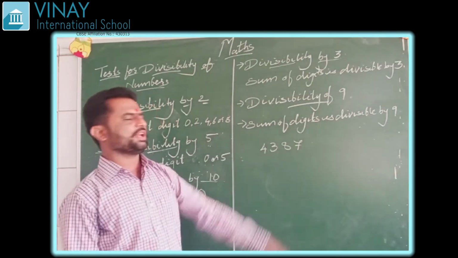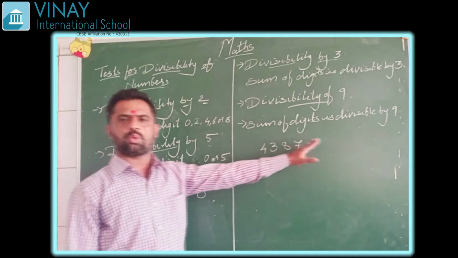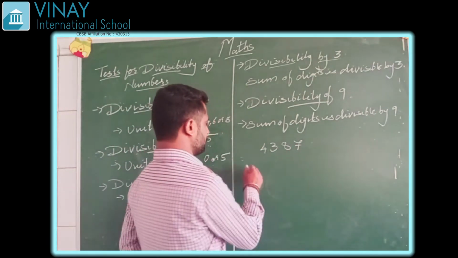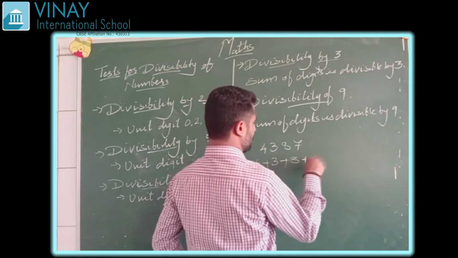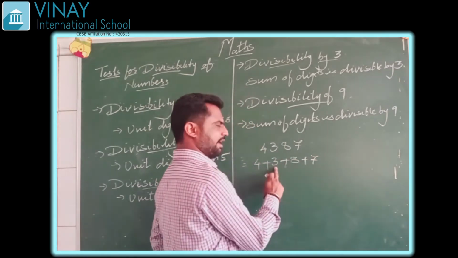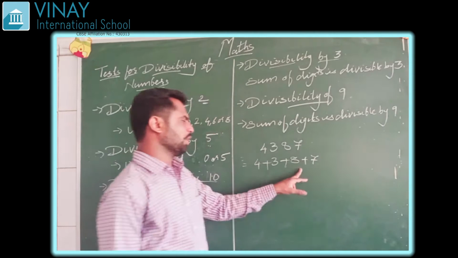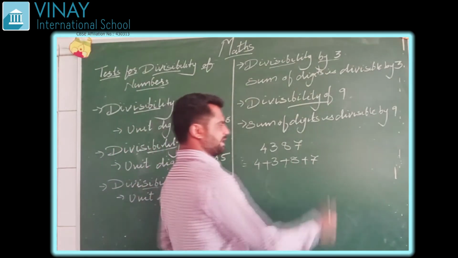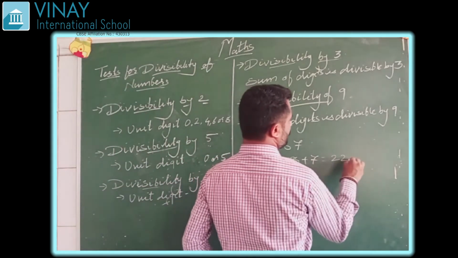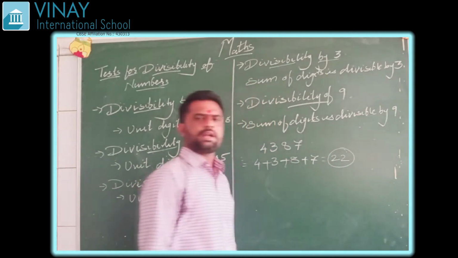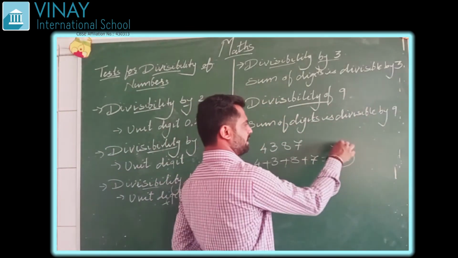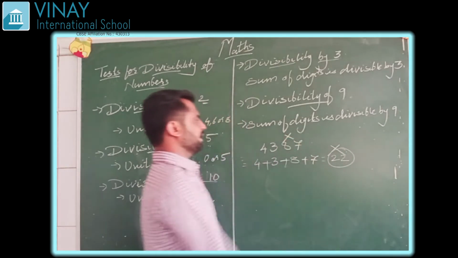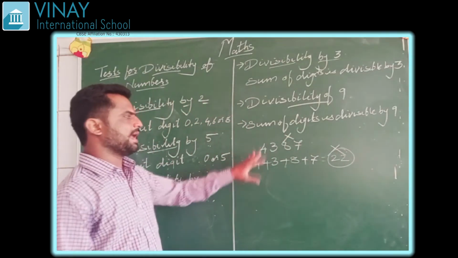4387. Again, what we need to do is find out the sum of the digits. 4 plus 3 plus 8 plus 7. 4 plus 3 is 7, 7 plus 8 is equal to 15, 15 plus 7 is equal to 22. Now this 22 is not divisible by 9. So we can say that this number is also not divisible by 9.